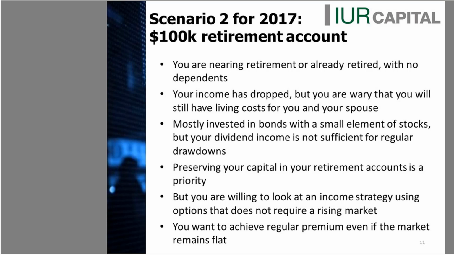Most likely you are again invested in some bonds with an exposure to dividend paying components. But that dividend income is most likely nowhere near what your requirements are to meet regular drawdowns. Again, you are focused on preserving your capital in the retirement account, okay? But you are willing to consider an income generating strategy using options that does not require a continually rising market. Okay, and this is where we're going to talk about the credit spread strategy during today's event.